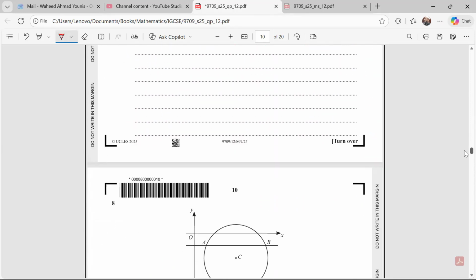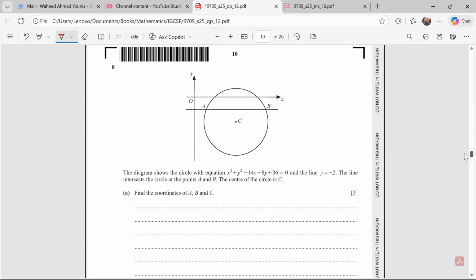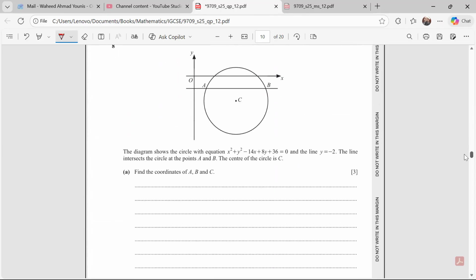Then question number 8. Let's solve question number 8 as well. This is interesting. The scenario is that we are given a circle. The center of the circle is C, and the equation of the circle is given by this expression. And this line y equals minus 2 intersects the circle at 2 points A and B. The first part of the problem is to find the coordinates of A, B, and C.